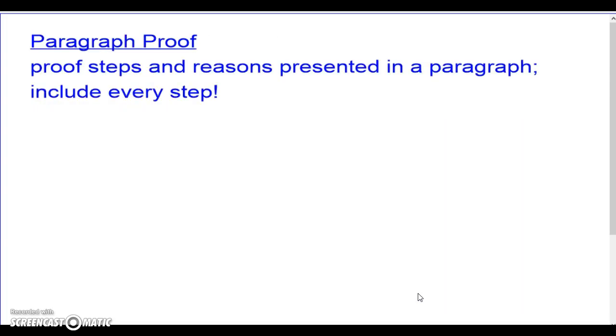The second type of proof today is called a paragraph proof, and this presents the steps and reasons of a proof in a paragraph. So it's basically taking a two-column proof or a flowchart proof and writing it out in words. Don't forget to include every step.